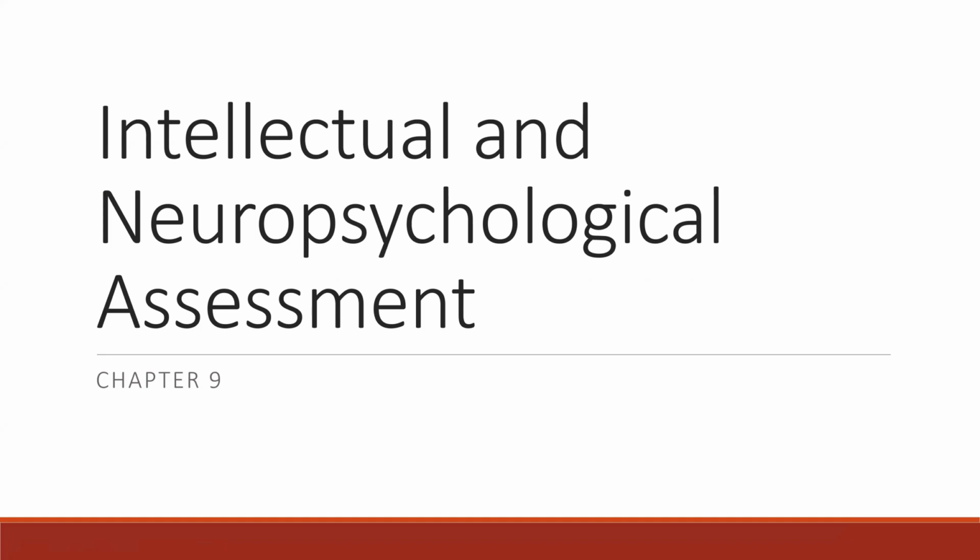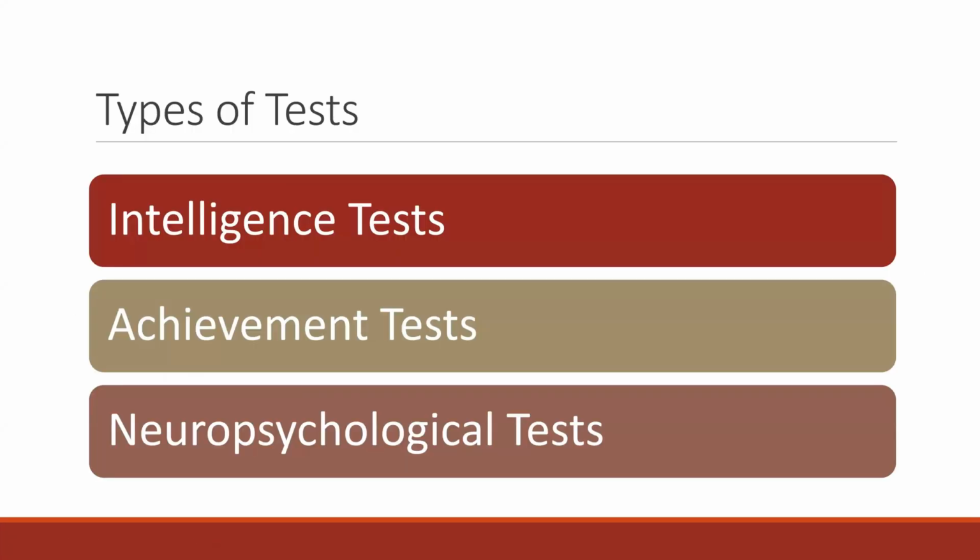This week we will be talking about different forms of assessment, including chapters 9 and 10. First we'll talk about intellectual and neuropsychological assessment, and then we'll get into personality and behavior assessment. In chapter 9, they discuss 3 different types of intelligence and cognitive testing. First we have intelligence tests, we have achievement tests, and we have neuropsychological tests. So we'll spend some time talking about each of these.